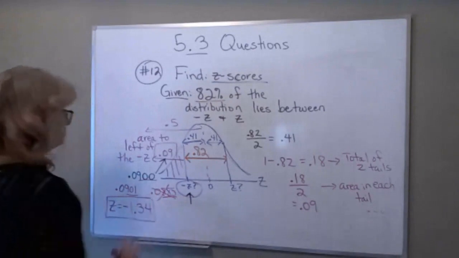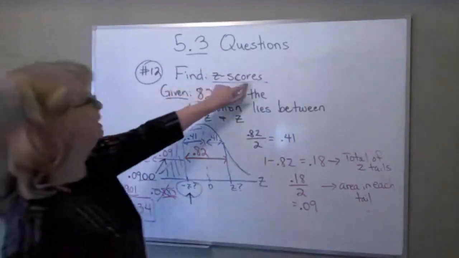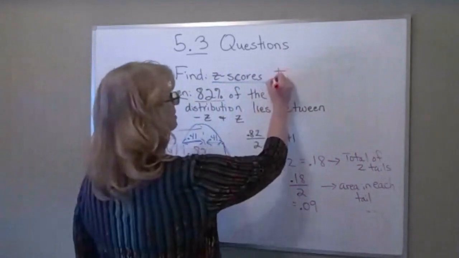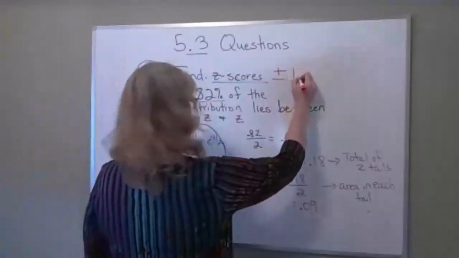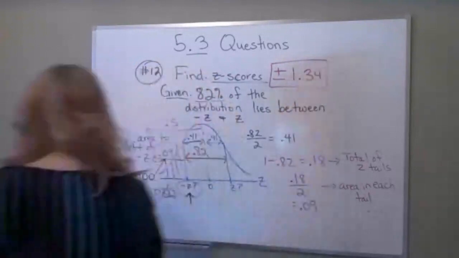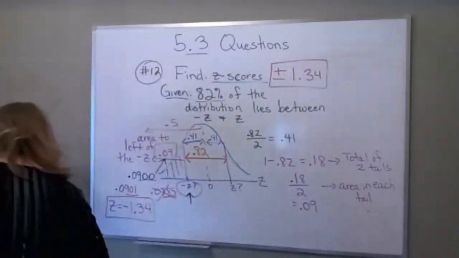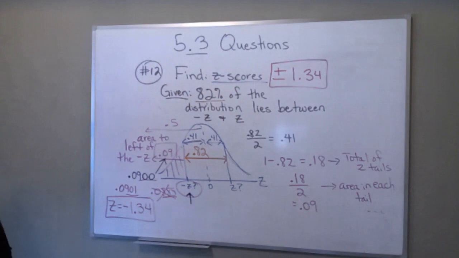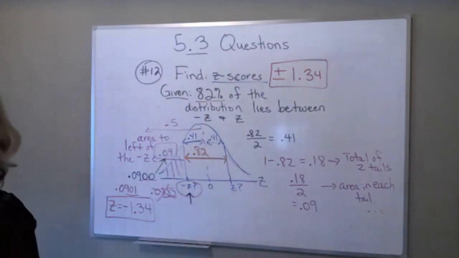So that's that one. Remember, they wanted both of them. There were two, they're opposites. So my answer is I want positive and negative 1.34. So this one was very much like number 10. I'm going to see if it'll let me put the plus or minus on this one. I love that plus or minus button. 1.34. Okay, and that's the correct answer.